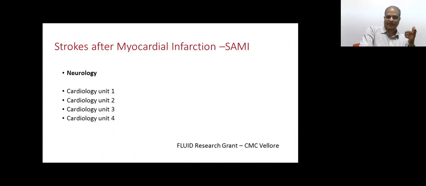So one study we have just started is called the stroke after myocardial infarction study. This is a study where neurology has taken the lead, and we have combined all four cardiology units, and we are following up all the patients with MI who are getting admitted over the next 1 year. Each patient will be followed up for 1 year, and then we see how many of them get stroke or TIA.